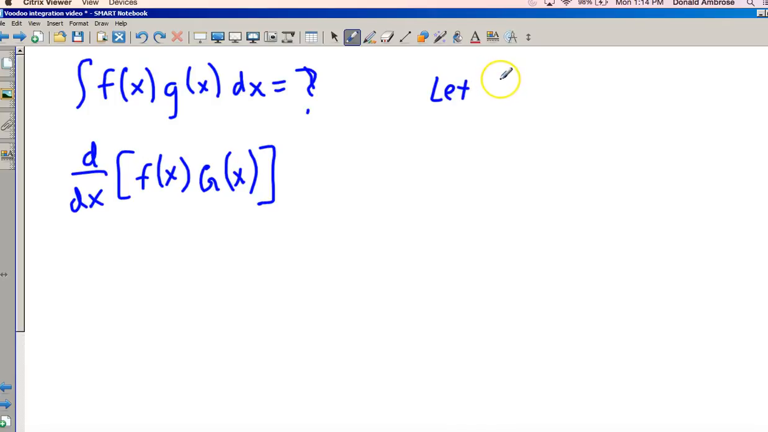The one thing I'm going to say is that I'm using big G of x versus little g of x. So I'm going to define the derivative of big G of x to be little g of x, which is common notation when we consider the antiderivative of a particular function. We use the big letter, in this case big G, to represent the antiderivative of little g of x.